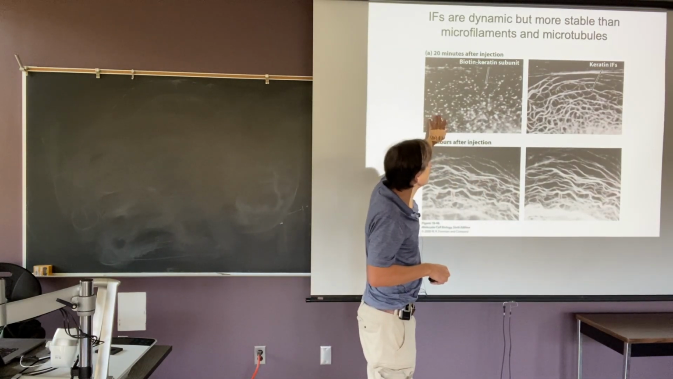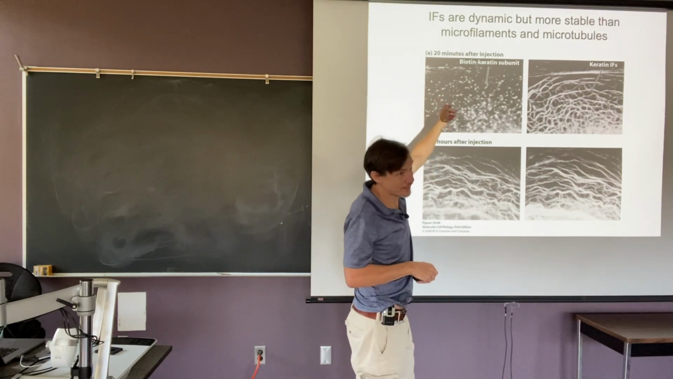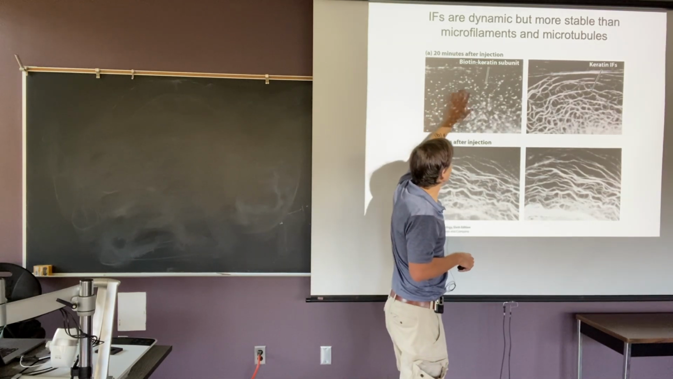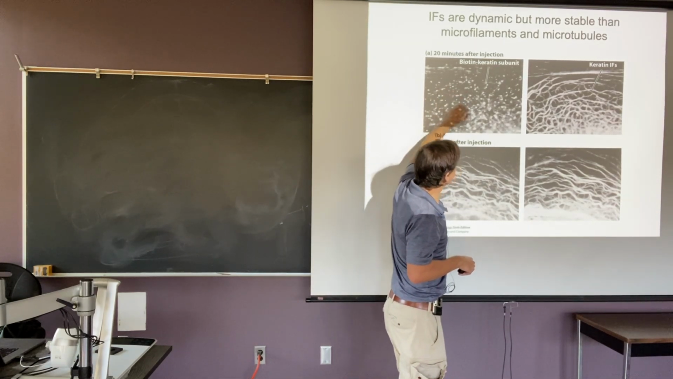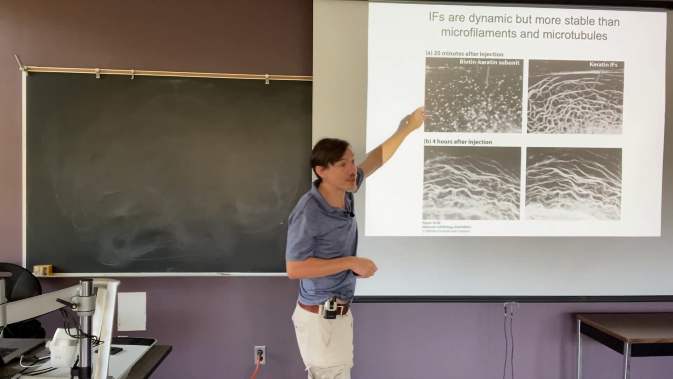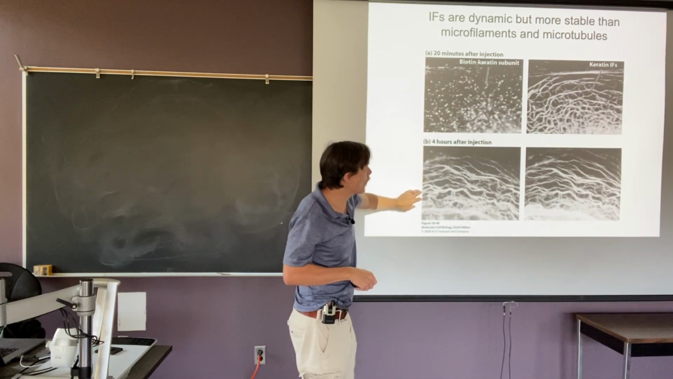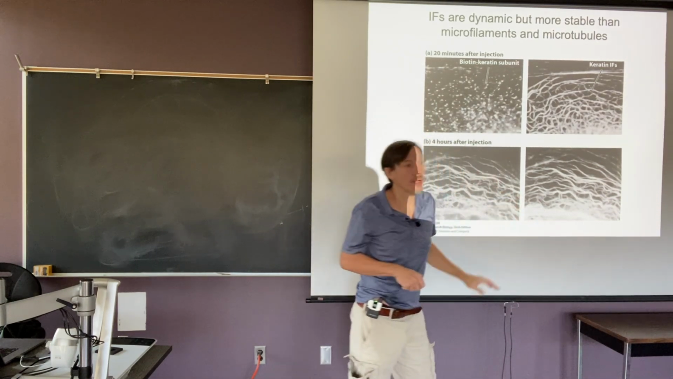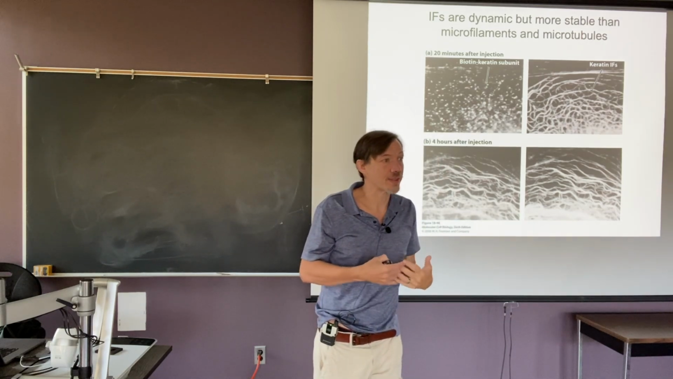So these cells have been injected with keratin conjugated with biotin. That starts to get incorporated into the filaments. After 20 minutes, there's a few dots. After 4 hours, you can start to see that there's a pretty good overlap between these two things.